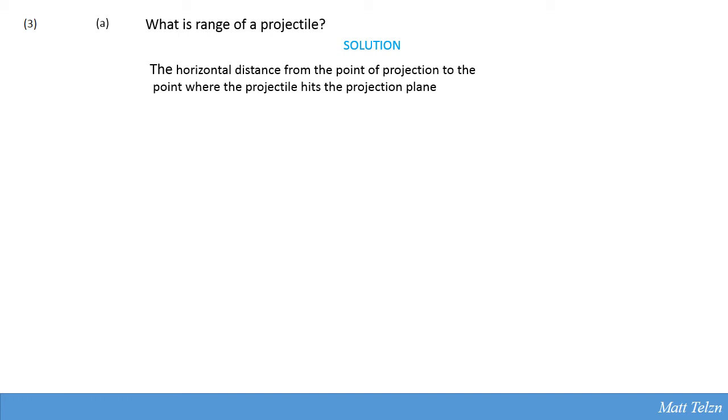The key point that must be there is the horizontal distance, because you remember maximum height also has distance. So what differentiates them is the horizontal distance and the vertical distance. So if you define it as just the distance from the point of projection, you are wrong. The mark allocated to it is 1. There is no half mark. It's complete 1 or nothing else.